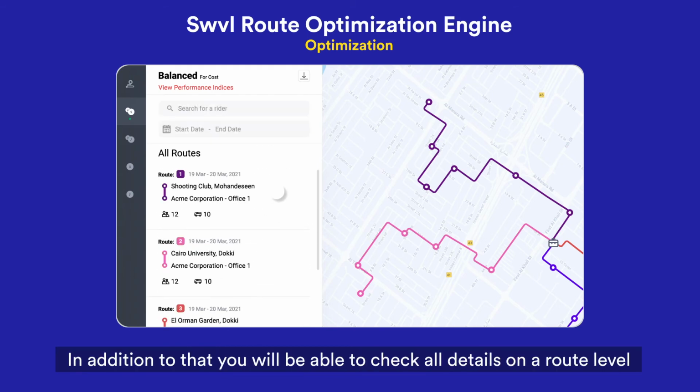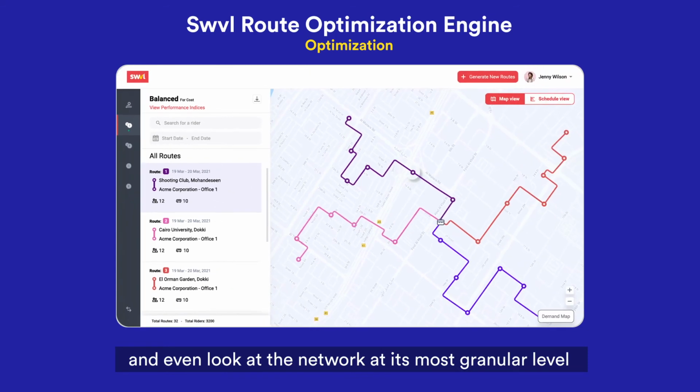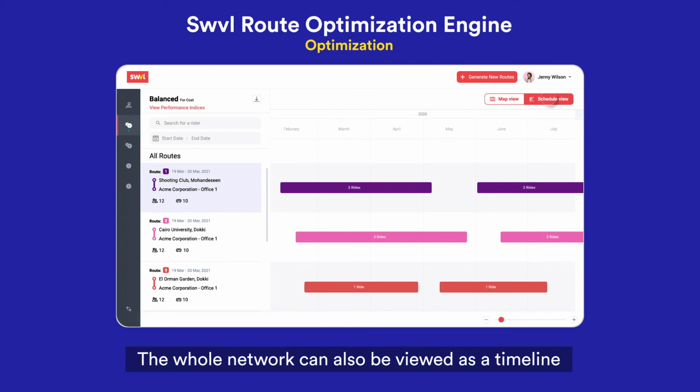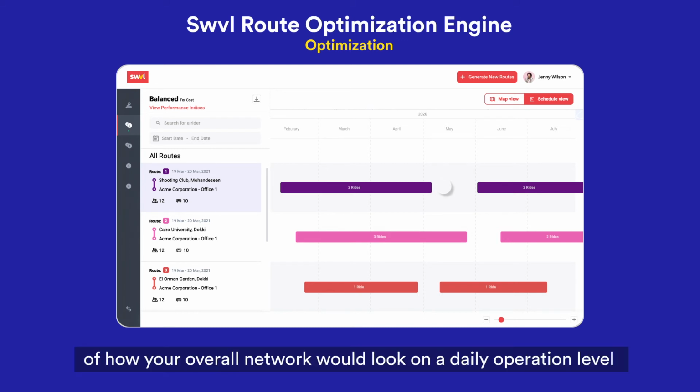In addition to that, you will be able to check all details on a route level by looking into each route's arrival and departure times, the number of riders and all stations in any given route, and even look at the network at its most granular level, the proximity of each employee from their respective pickup stations. The whole network can also be viewed as a timeline through the schedule view, giving you another perspective of how your overall network would look on a daily operation level.